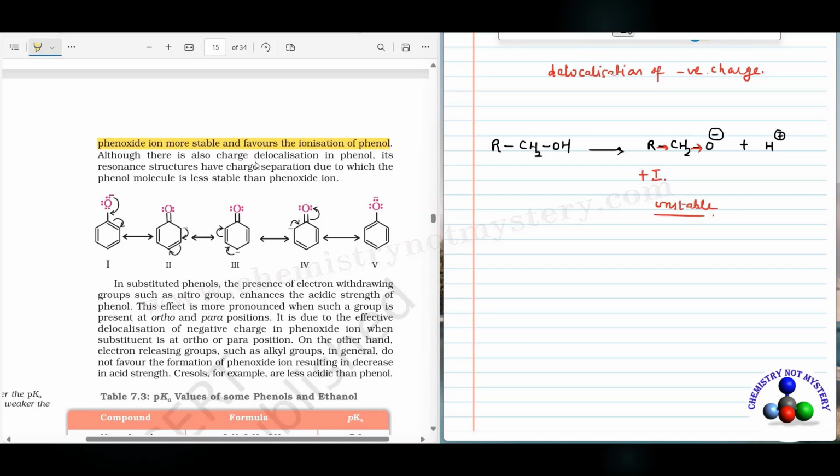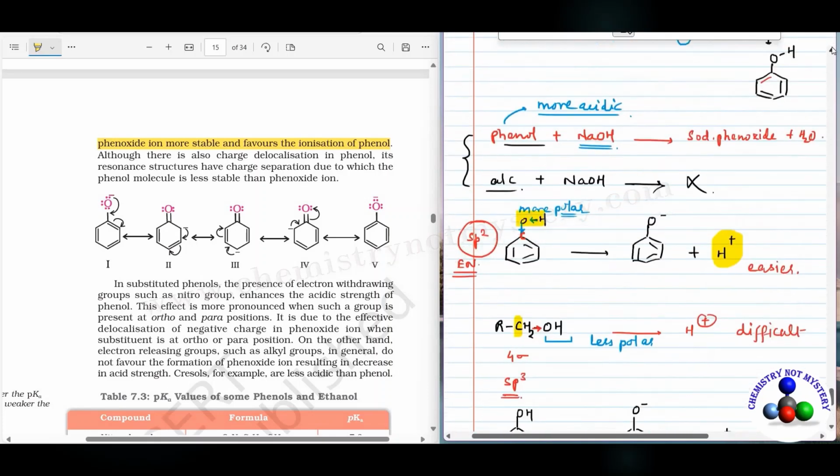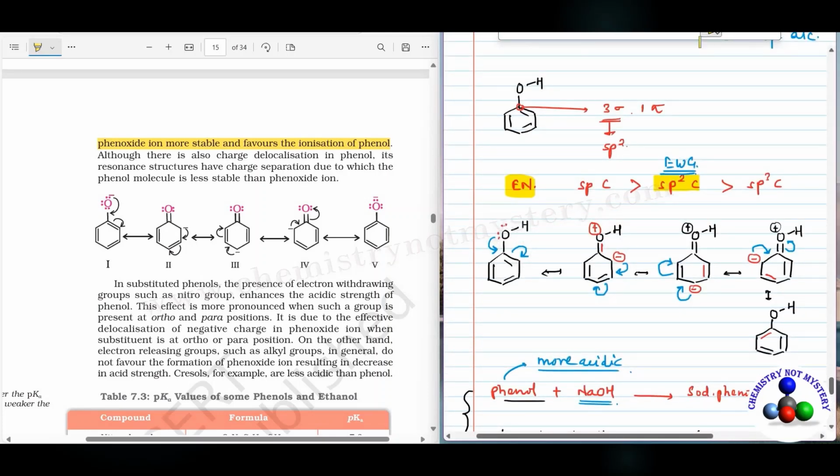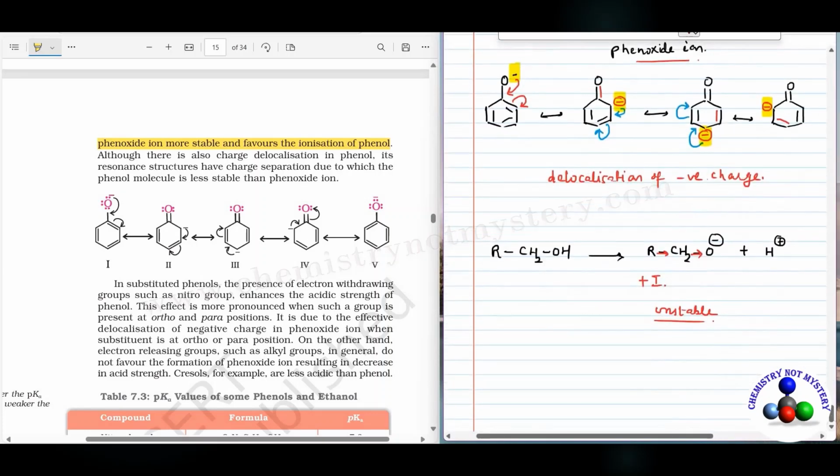So when you examine the resonance structures of phenol and phenoxide ion, in the case of phenol, there is charge separation. In the first molecule there is no charge, while in the resonating structures there is charge separation, meaning there is a positive charge and a negative charge in the molecule. Because of this charge separation, phenol is unstable, while in the case of phenoxide ion, there is delocalization. Because of the delocalization of charge, this phenoxide ion is more stable as compared to phenol.